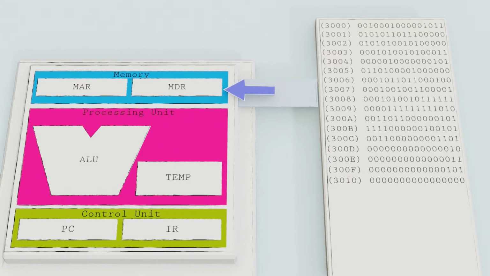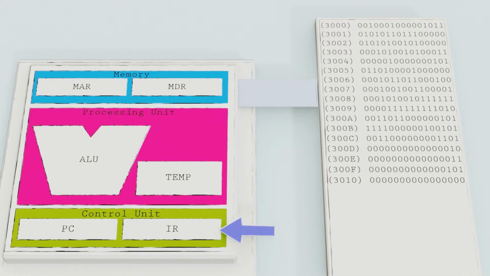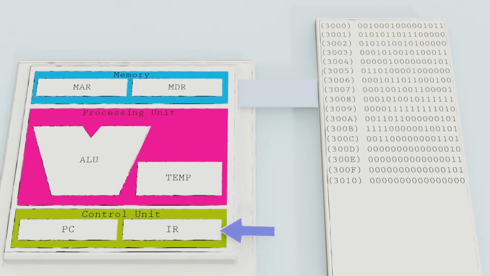Finally, we need a way of controlling the sequence of all of these operations so that the fetching of instructions, the triggering of the calculation, and the storing of results is done in the right order. This is the job of the control unit, or CU. There's two parts to this: the program counter, PC, which holds the memory address of the next instruction, and the instruction register, IR, which is the actual instruction currently being executed.